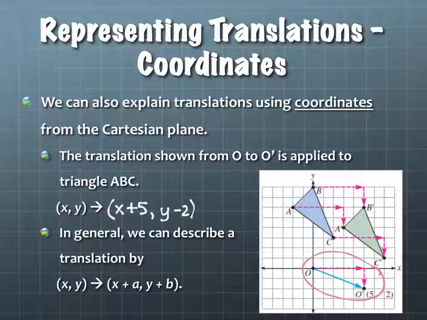And in general, we can do that to any translation like this. We can look, how far left and right did it go? Do I add or subtract? And I manipulate the x value. How far up and down did I go? And I can manipulate the y value.